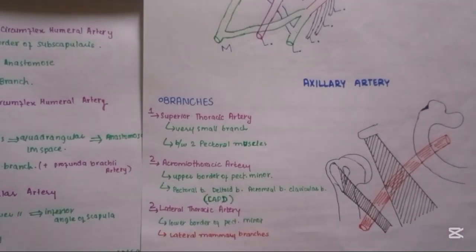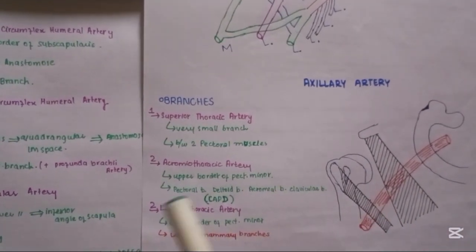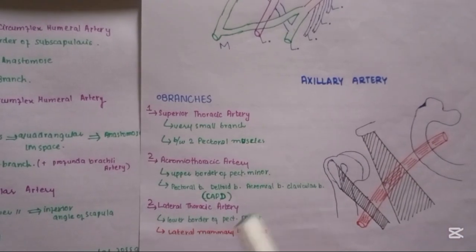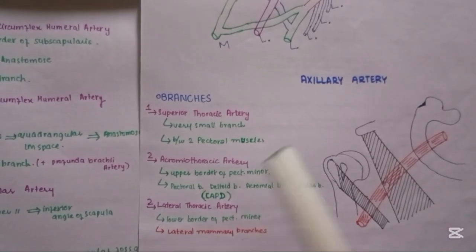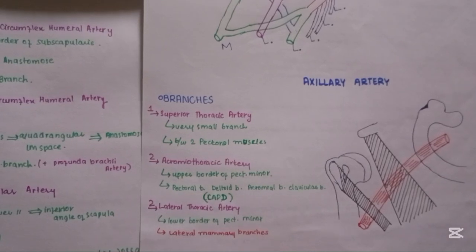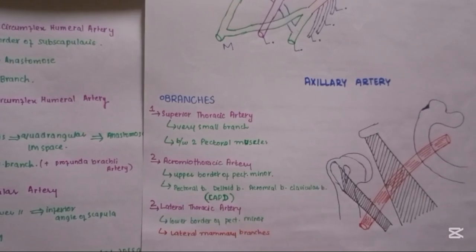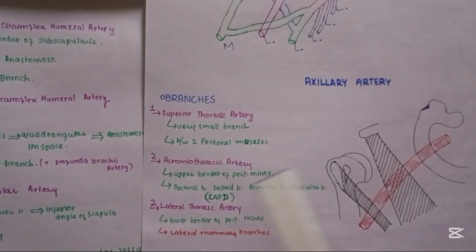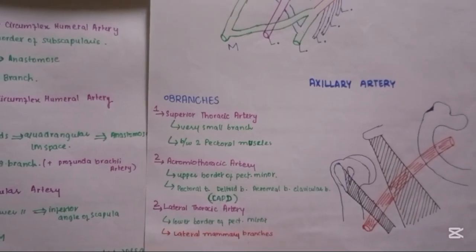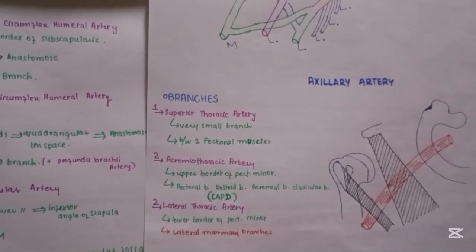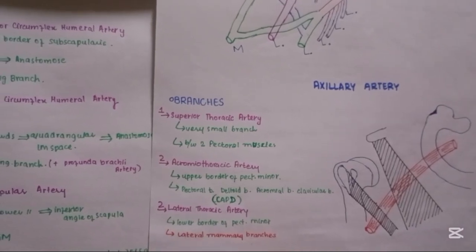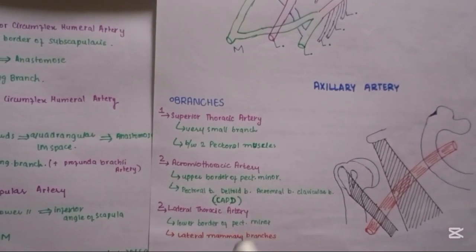Deltoid branch, it runs along the deltoid groove, deltopectoral groove. Your acromial branch, it takes part in the acromial anastomosis around the acromion process. Your clavicular branch, it supplies the subclavius muscle and also the acromioclavicular joint. Your lateral thoracic artery, it's a very small branch, but in female is large because it gives lateral mammary branches.